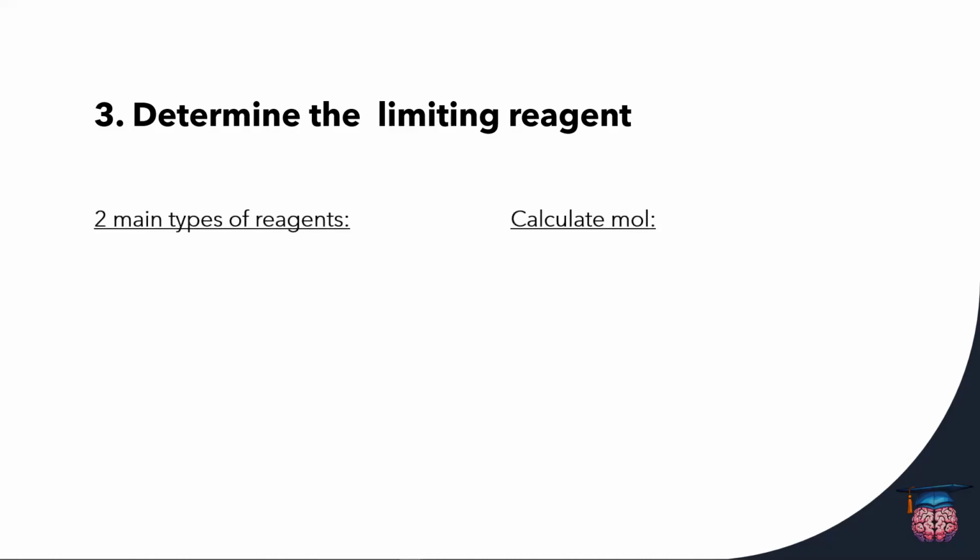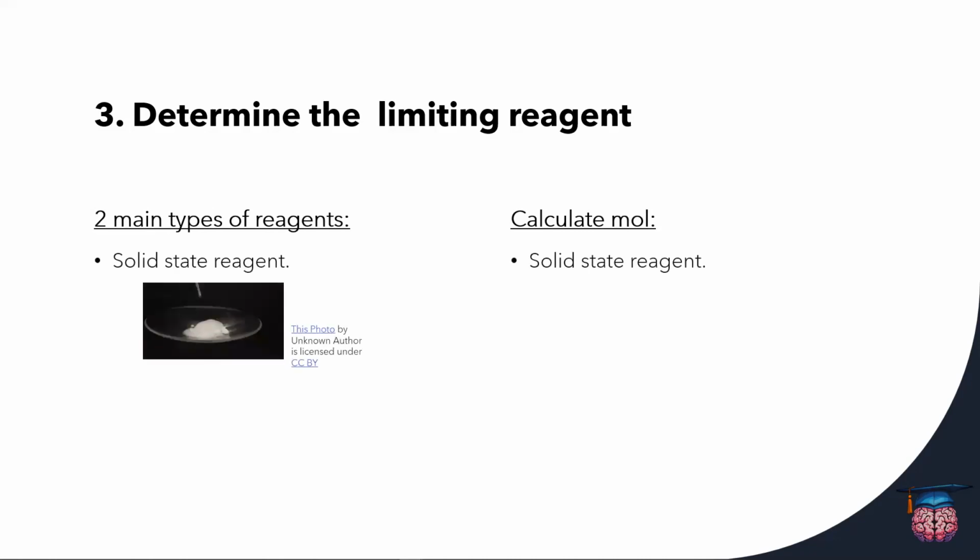So we have 2 main types of reagents. We have solid-state reagents, and calculating the mole value of the solid-state reagent is pretty straightforward. We just divide the given mass, or the mass that you weighed, by the molar mass, which you calculate. So remember how we calculate the molar mass. The molar mass is calculated by adding the molar masses of each element in this substance in the ratio of that element in the substance.